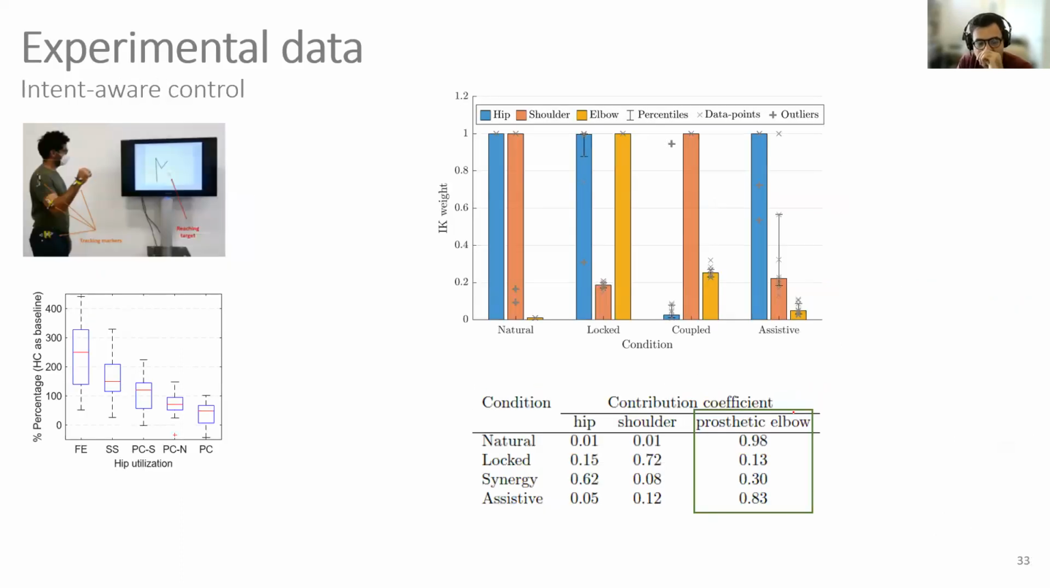And this is also the same analysis applied to the data that I showed before on the leader follower setup of the prosthetic device. It's better to look at the table. It shows that in the natural condition, where the human subjects control three joints, like 98% of the task is done by the elbow. Then when we lock it or when we use synergy, it's not that we have so much movement restored, but when we use the assistive case, like 80% is restored. So it's good news.